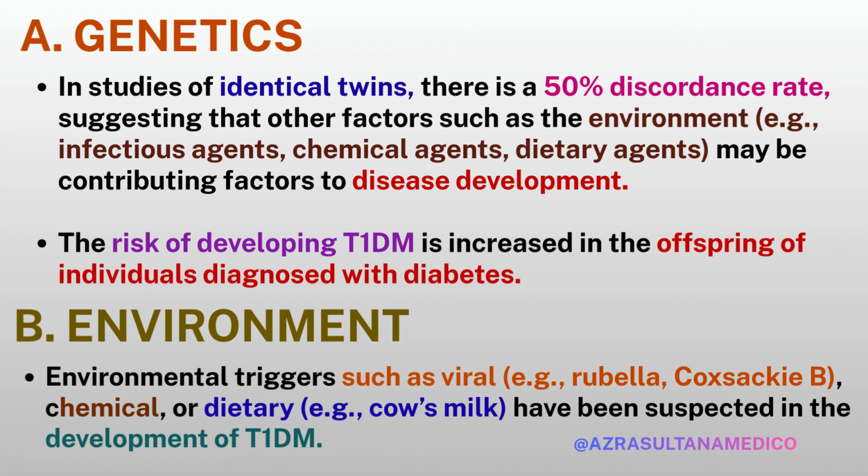trigger the condition. The risk of developing T1DM is also increased in the offspring of individuals diagnosed with diabetes, further supporting a hereditary component.